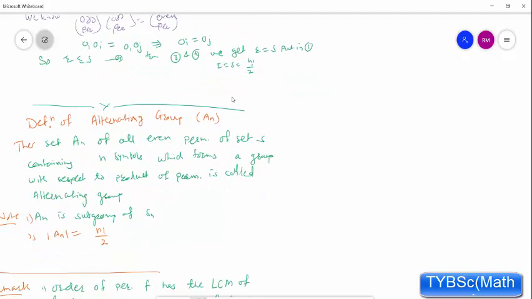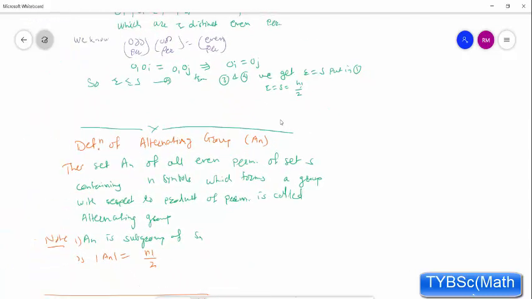Now we take the definition of the alternating group. What is the definition? The set An of all even permutations of the set S defined on n symbols, which forms a group with respect to product of permutations, is called the alternating group. Here we already observed that the collection of all possible permutations defined on n symbols is a group.